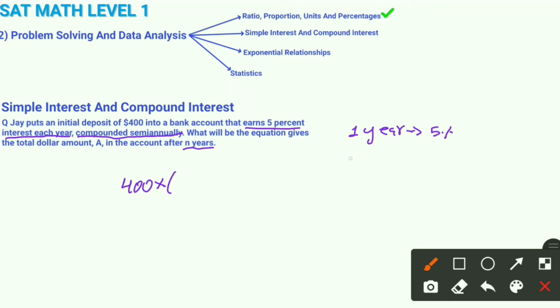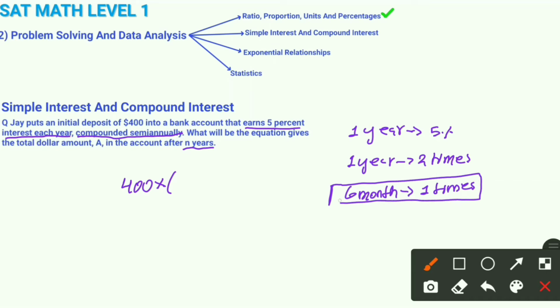Okay, there will be an interest. So in 1 year it will be done 2 times, or you can just write it down as every 6 months it will be done 1 time. And so what will be the interest in every 6 months? It cannot be 5% because it's for 1 year. So we're going to divide 5% by 2, and it's going to be 2.5% every 6 months. So it's 2.5%, and it's going to be done 2 times in a year.